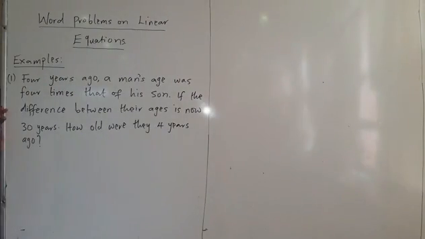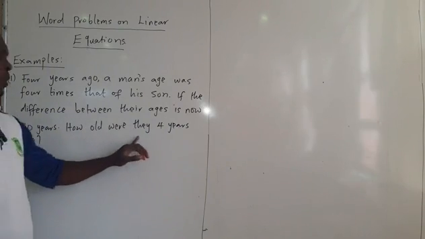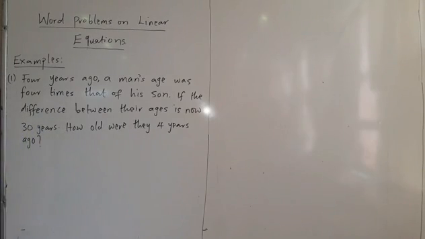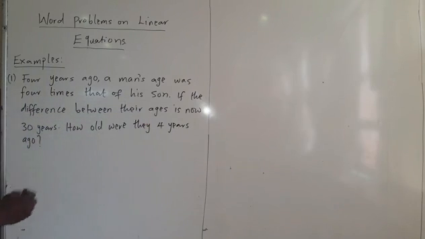The first question says, 4 years ago, a man's age was 4 times that of his son. If the difference between their ages is now 30 years, how old were they 4 years ago? The statement says 4 years ago, a man's age was 4 times that of his son. So you can now say solution.